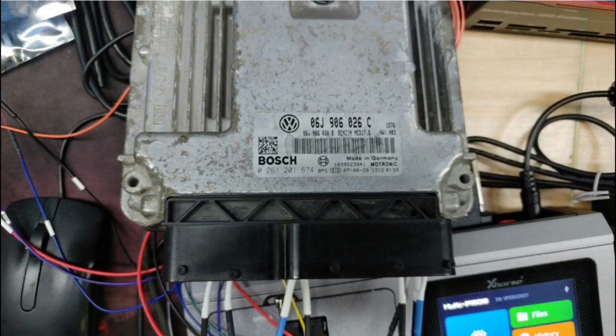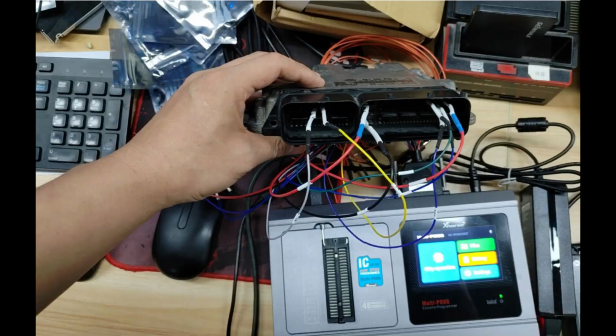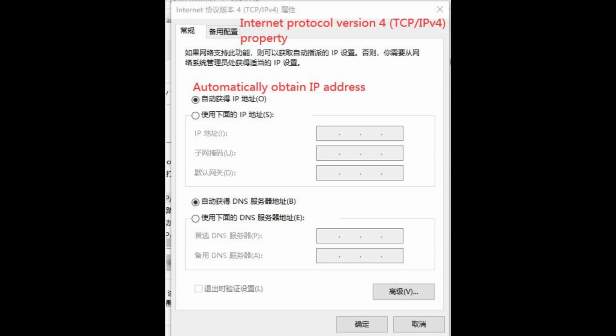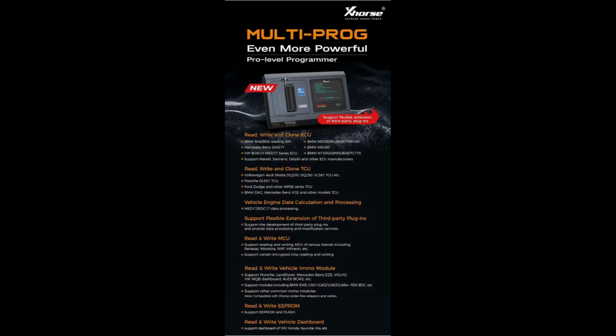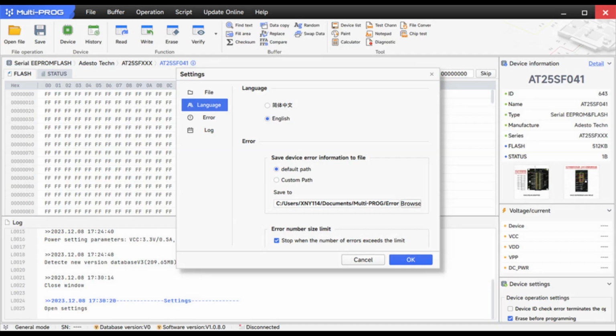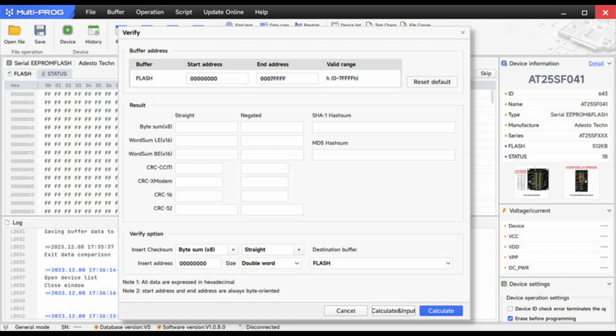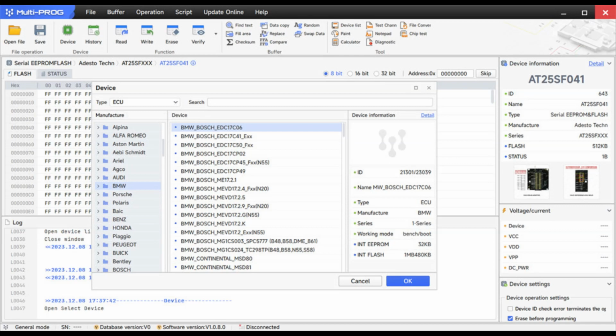Now, let's address some common questions regarding Xhorse Multi-Prog. Can Xhorse Multi-Prog completely replace VVDI Prog? Is Multi-Prog compatible with all adapters of Xhorse VVDI Prog? Can Multi-Prog repair BMW CAS and FRM? Does Multi-Prog Programmer support M35128WT and M35160WT? Does Xhorse Multi-Prog require extra cable to read and write vehicle IMMO module? Can Multi-Prog work with VVDI2 Programmer? Can Godiag GT100 Plus work with Multi-Prog?